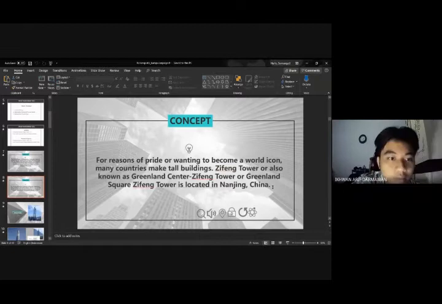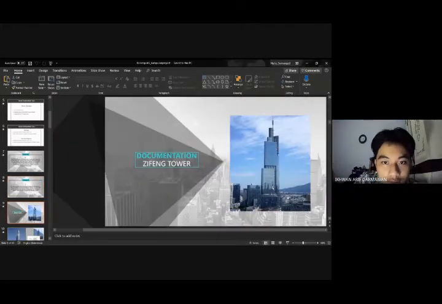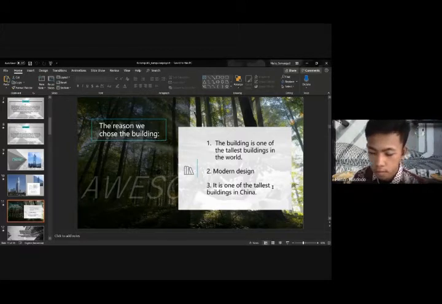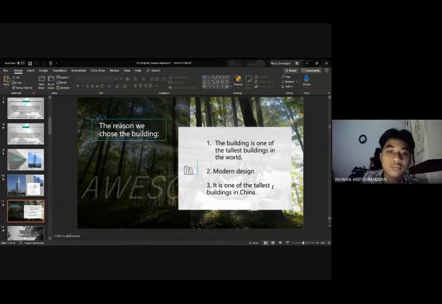Next, concept. For reasons of pride or wanting to become a world icon, many countries build tall buildings. Zifeng Tower, also known as Greenland Center or Greenland Square, is located in Nanjing, China. This is a documentation of Zifeng Tower. The reasons we chose the building: number one, it is one of the tallest buildings in the world. Two, it is modern. Three, it is one of the tallest buildings in China.